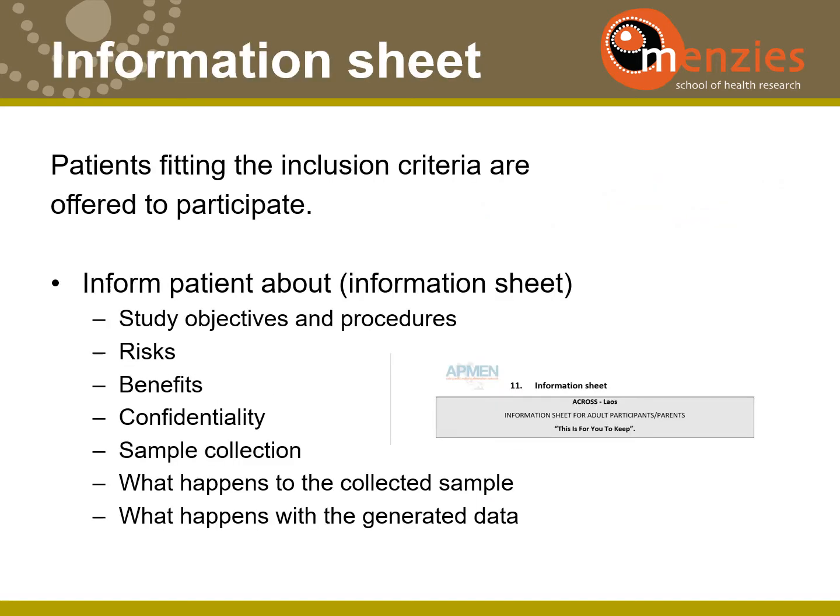For the ACROSS study, all patients attending the hospital are screened. Patients that fit the inclusion criteria are offered to participate in the study. These patients are informed about the study objectives and procedures, the risks of participating, the benefits of participating, confidentiality, the sample collection process, what happens to the collected sample, and what happens with the generated data. All potential participants are also handed an information sheet so that they can look up later on any additional information they require.